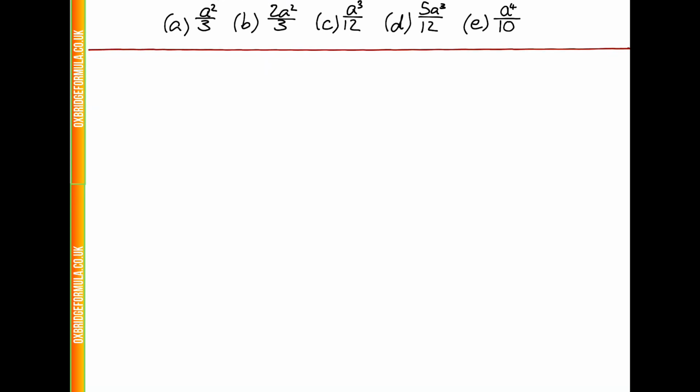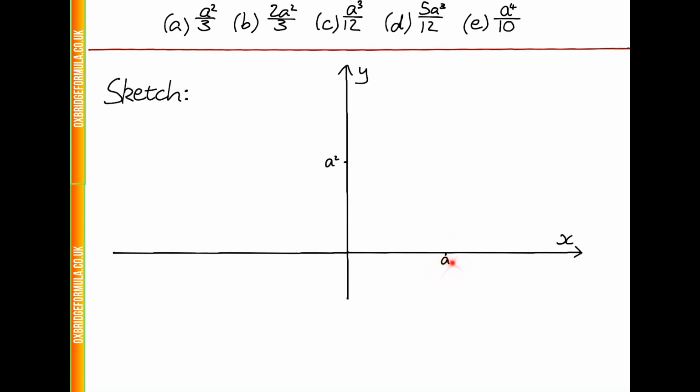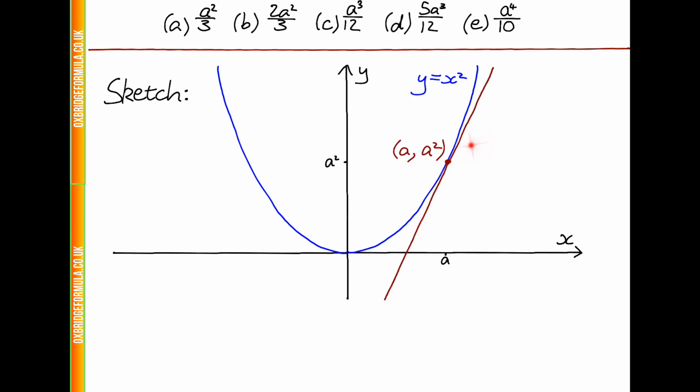Your sketch doesn't need to be too detailed, but let's start by drawing some coordinate axes with a on the x-axis and a squared on the y-axis labelled. And then a parabola we know has an upward curving shape, and since it's the parabola y equals x squared, it just needs to go through the origin. That's its only x-intercept. And now we're looking at the point (a, a squared), and we want to draw a tangent line, so a line that just touches the parabola, so that's going to look like this.